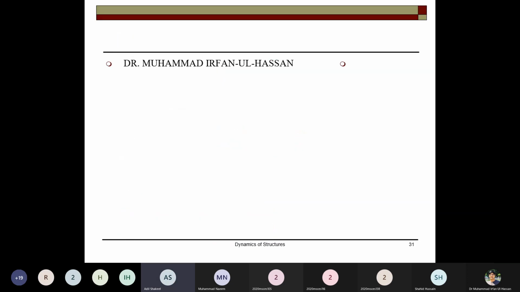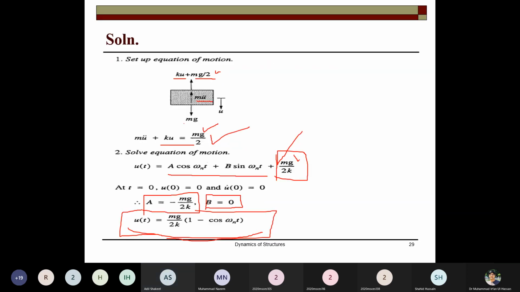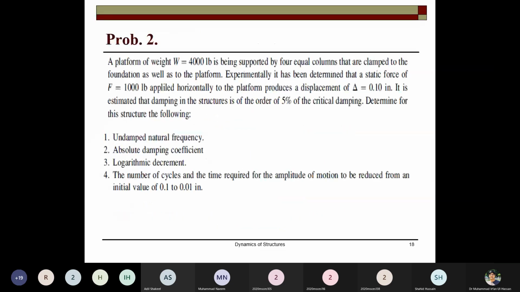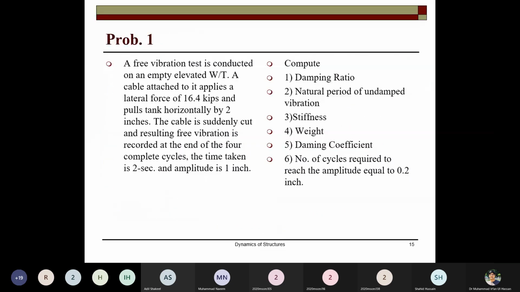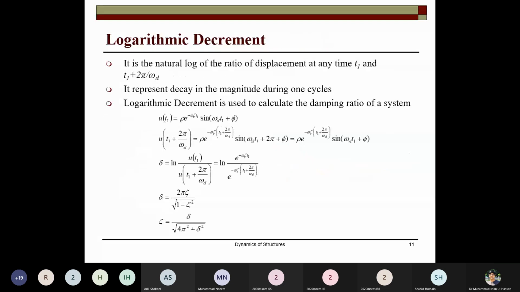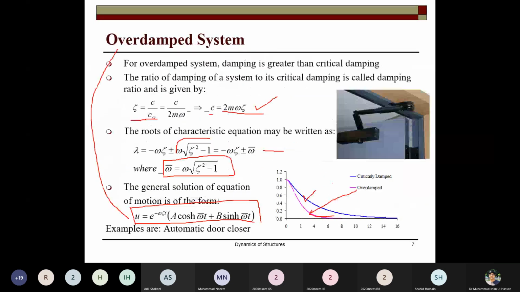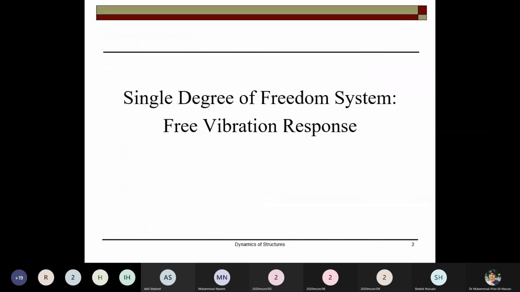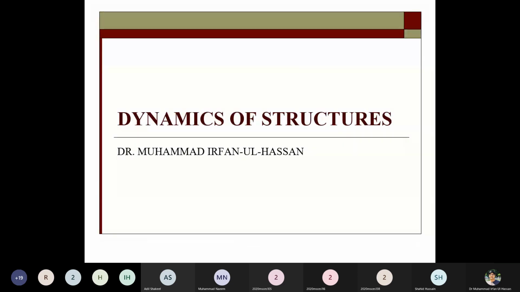Try practicing the other problems also. And in this way, in this topic, we have discussed the different problems, different aspects, and applications of this topic. Try working on it and understand and differentiate the functions from the free vibration for the damped system.